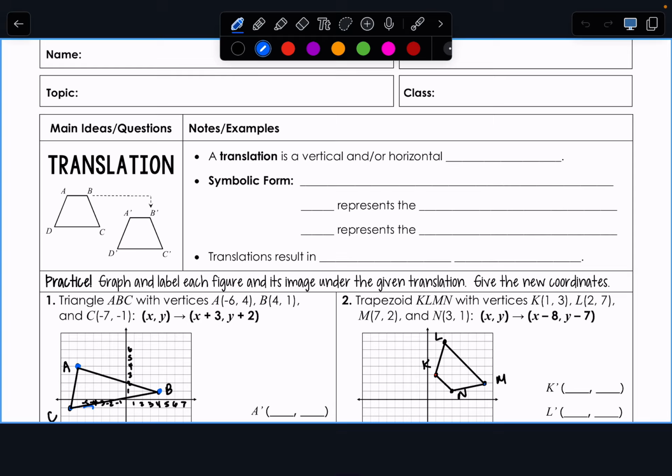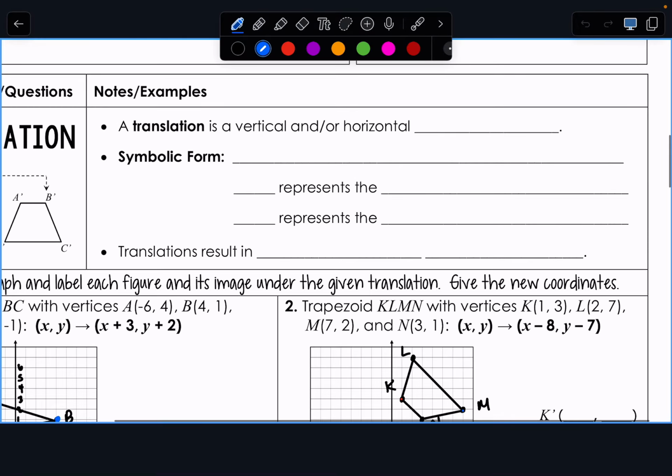With all of these, we're going to take a shape, we're going to move it, and it's not going to change shape or size. Now, a translation is a vertical and or horizontal shift. Some people also call it a slide. So can you write those 2 words on page 4?